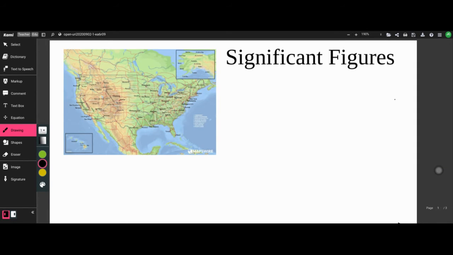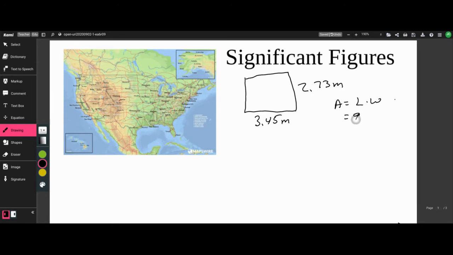As I mentioned to you, if I have a rectangle and I were to measure this, and let's say I measure this side as 3.45 meters, and I measure the other side of this as 2.73 meters, when I multiply these together to find the area, length times width, I end up with a value of 9.4185 meters squared, which makes some sense because when we multiply it together, this has two decimal spots and this has two decimal spots, so my answer has 4 decimal spots. I was never able to measure out this far.